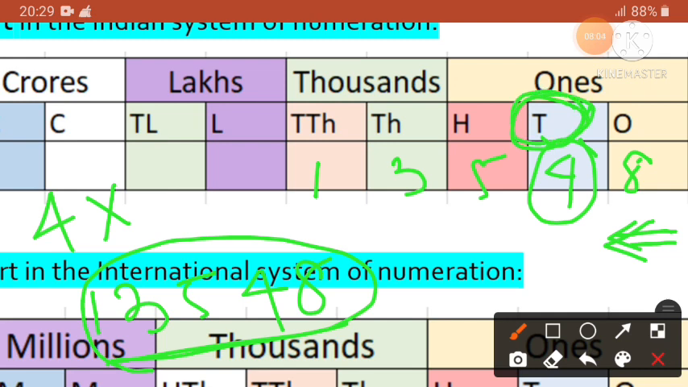What is the place of the digit under which it is seated here? 10, that means 4 into 10, so it will be 40. So by doing this repeatedly we can find out all the place values. I think it is clear to you what place value is, how to find it, and what the difference between place value and face value is.